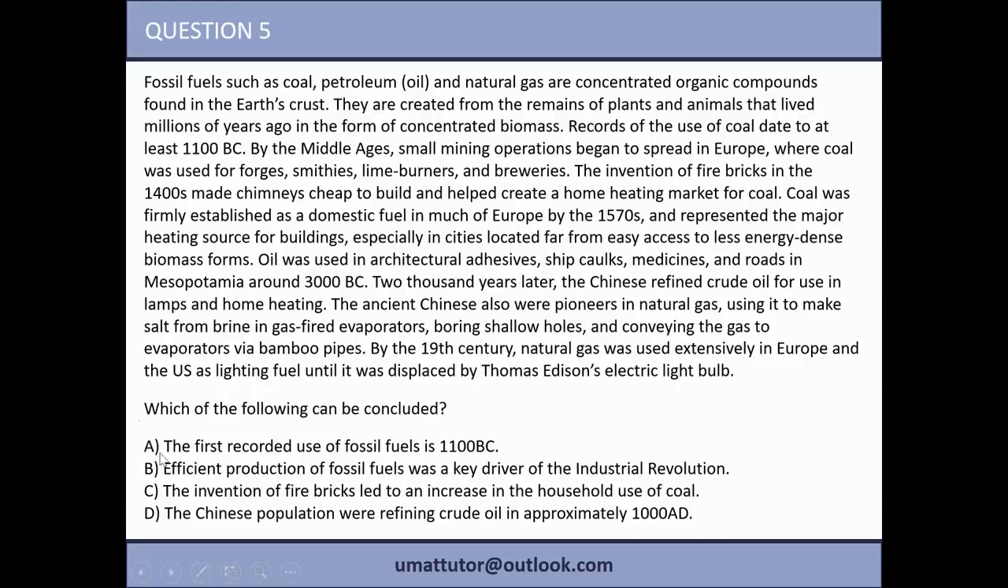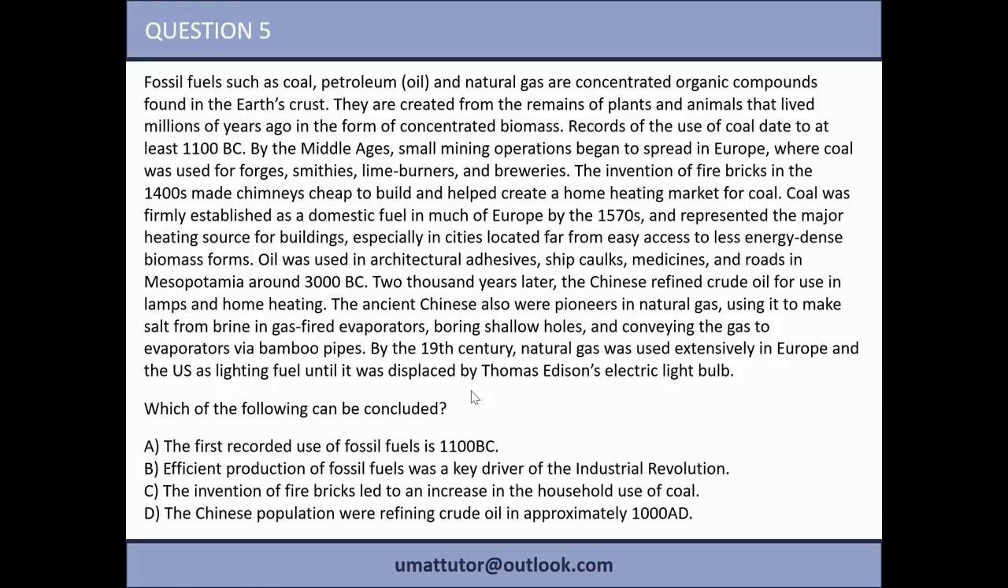So with B, efficient production of fossil fuels was a key driver of the Industrial Revolution. Now, I can't find any evidence or any mention of the Industrial Revolution in the passage. So with B, it's one of those answers where it sounds pretty good just based on your prior knowledge. So it's really testing to see whether you understand the importance of keeping things within the scope or whether you're bringing external knowledge into it. So even though it may sound good based on what you know, it may sound plausible, because there's no mention of the Industrial Revolution, it can't be the right answer.